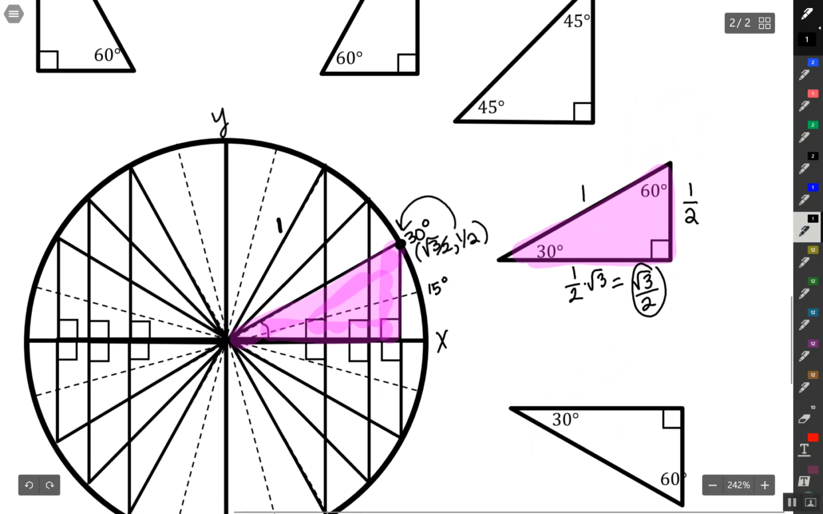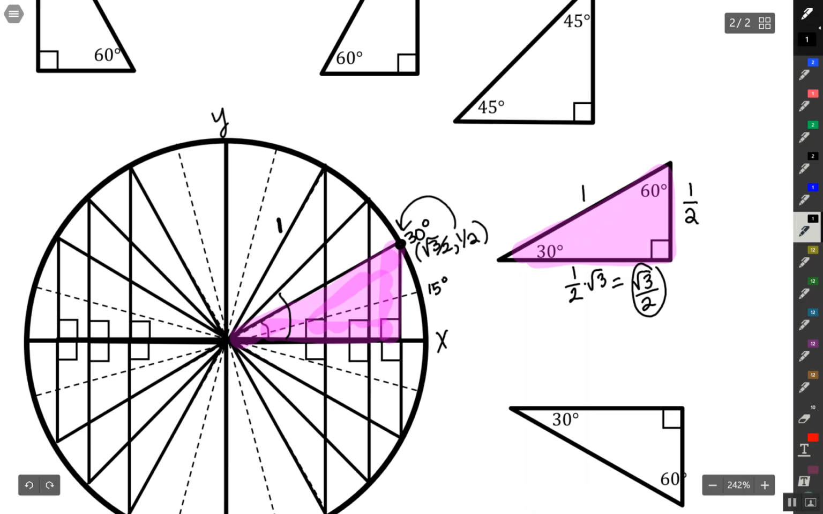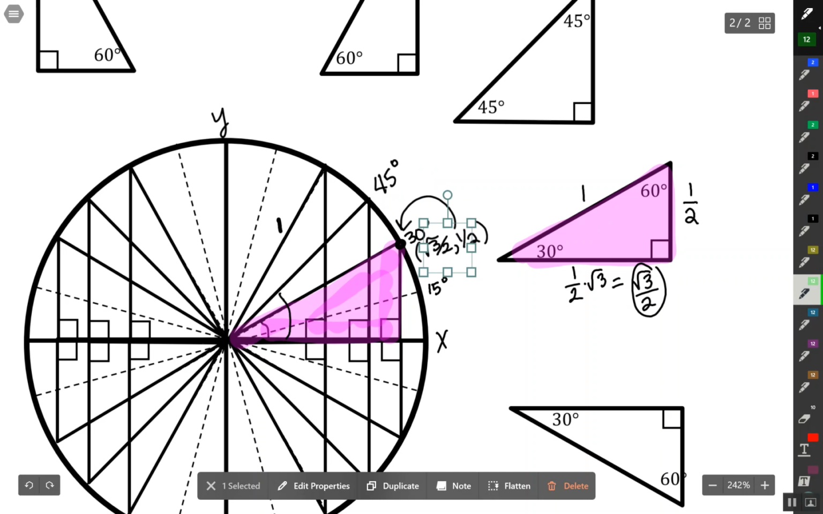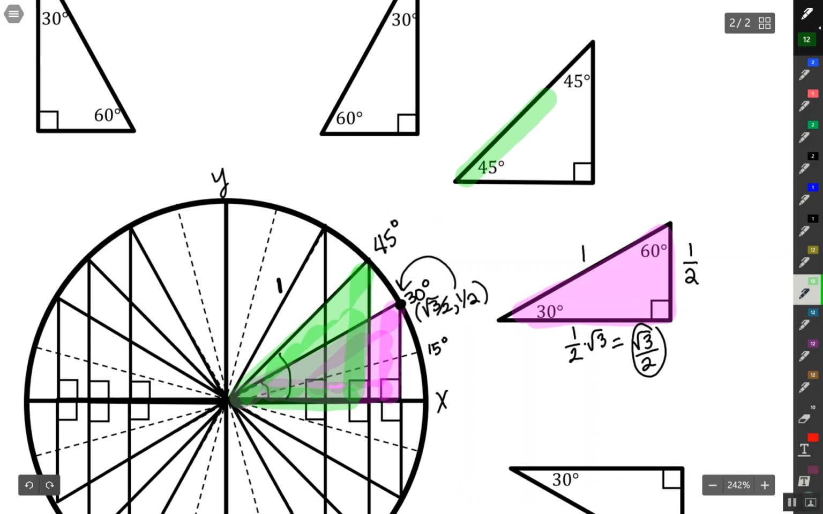so the next 15 degrees, so from this to this would be 45 degrees. So 45 degrees, and we get a 45, 45, 90 triangle right here. So this triangle right here is a 45, 45, 90 triangle, which is this one.